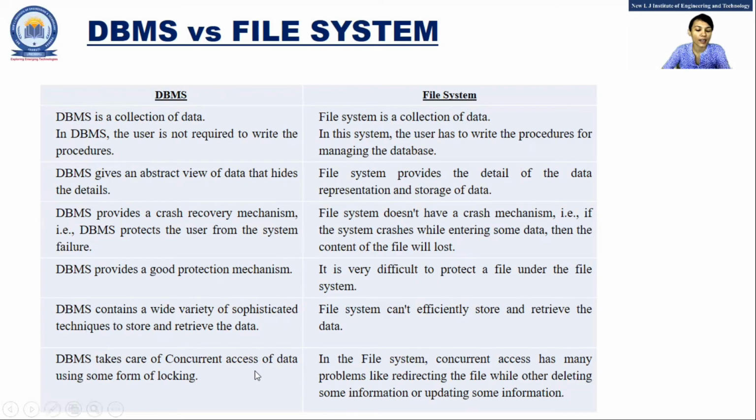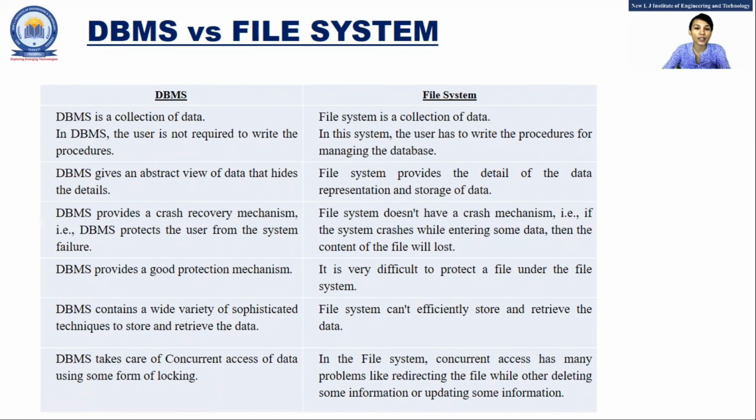Then DBMS takes care of concurrent access of data using some form of locking. What is this concurrent access? Suppose you have one file and at the same time more than one user is accessing that file. That is known as concurrent access, whenever one file is accessed by multiple users. But what is the problem in concurrent access? Suppose one user is reading that particular file and at the same time another user is writing to it or changing some data in it.